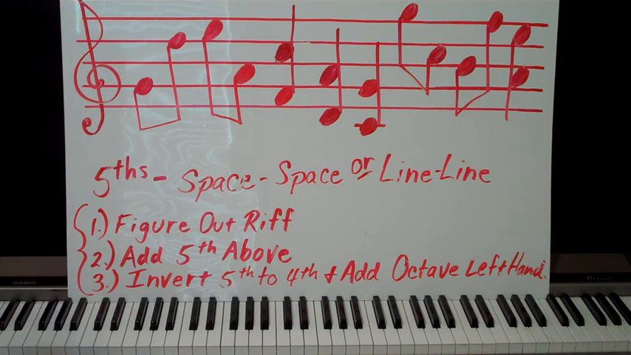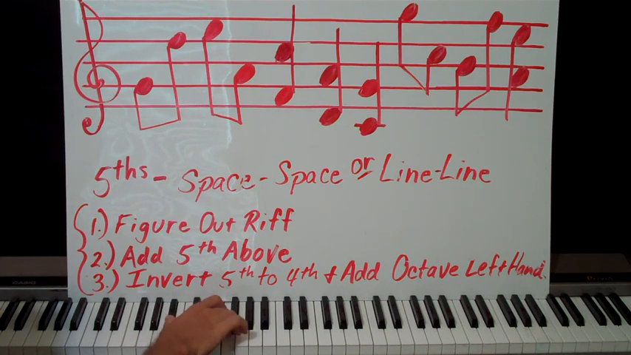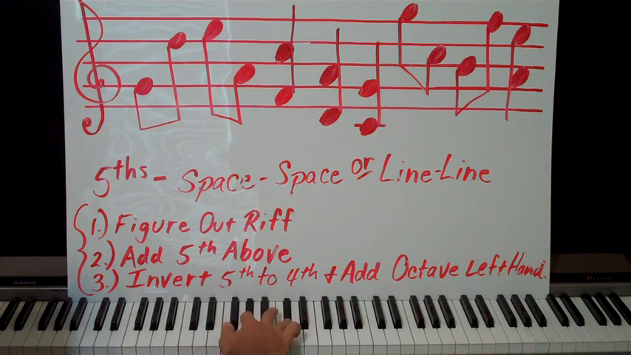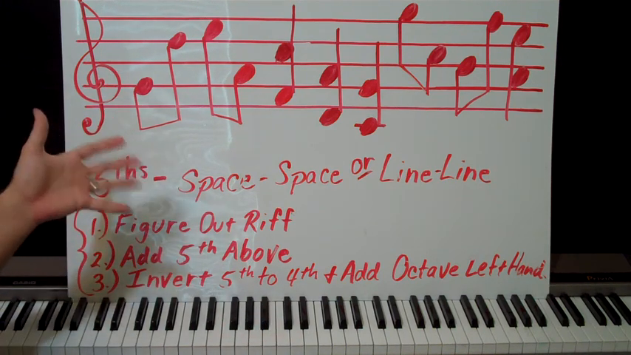The next thing you do is you can invert the fifth to a fourth. Okay, let me explain that. Instead of playing G and D and doing it that way, put the D below the G, and then you have a fourth. Okay, if you take that fifth and you invert it, which means flip it upside down, then you have a fourth. Then you have this. You see, so I'm playing the exact same thing I did here, but I invert it. The reason I do that, so I can add my left hand.